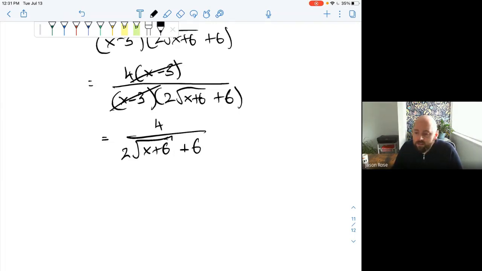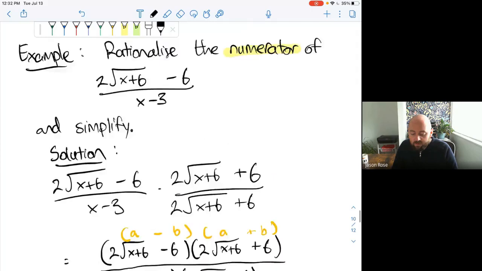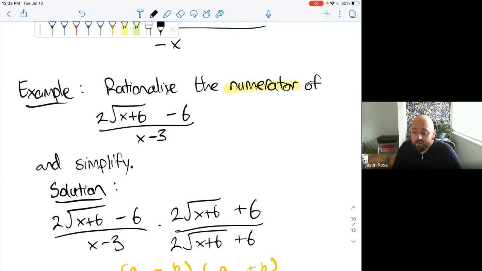Yeah, it doesn't look like it's in a simplified form, and it's not. We have a square root in the denominator, but the instruction for this question was to rationalize the numerator. We don't really care about the denominator right now. Just depends on the question.